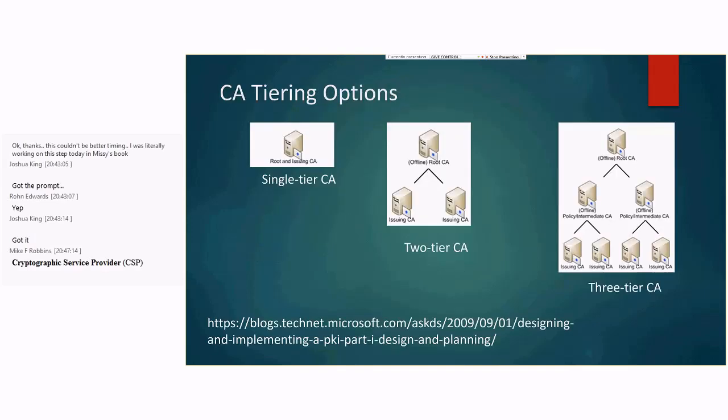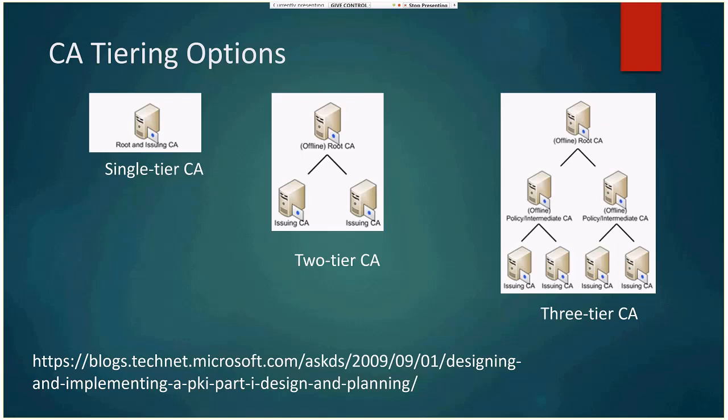So here's a little diagram from Microsoft, and this might be, I want to say, slightly outdated, because they give 3 options. They give a single tier where the root and the issuing are on one server, a 2-tier where you have a root and then issuing CAs that communicate with your end entities, and then a 3-tier which includes a root CA which talks to your policy CAs, which talks to your issuing CAs. Now, you'll notice that the documentation I reference here, where the diagrams are from, is from 2009. So recommendations for PKI design have changed since then.